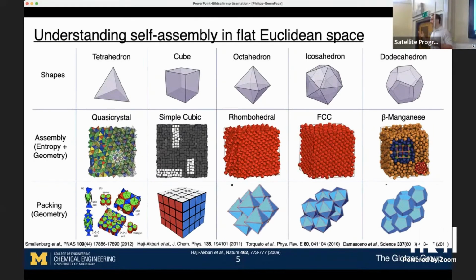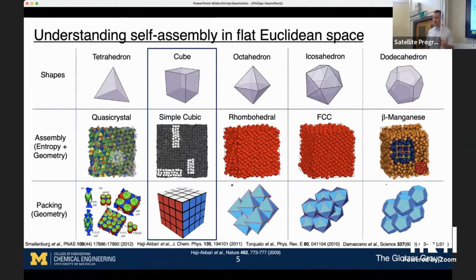You could think about, okay, maybe they do something which is based on the packings, but what Rosie showed last week is that the packing signature doesn't really occur in the self-assembly where you maximize entropy. And here you can see that some of these particles form very simple crystal structures like FCC or the rhombohedral structure. And we have also candidates with the quasi-crystal or the beta manganese, which have multiple local environments. So how can we get more information about why they form these different crystal structures?